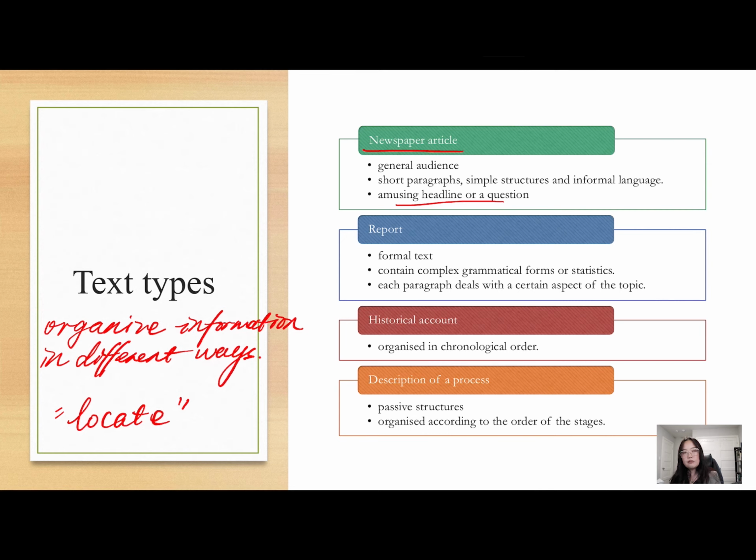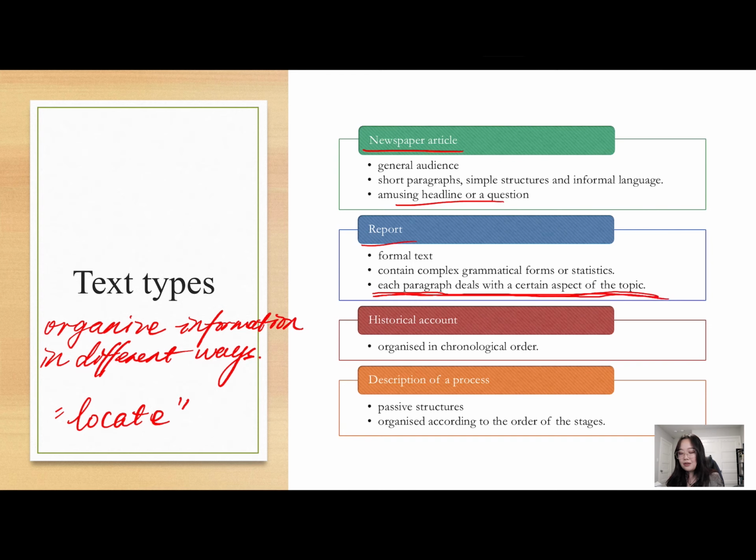The question will tell readers what this article is going to talk about. The second type of text is report. Report is a formal text and may contain complex grammatical forms and statistics. It may be organized so that each paragraph deals with a certain aspect of the topic.